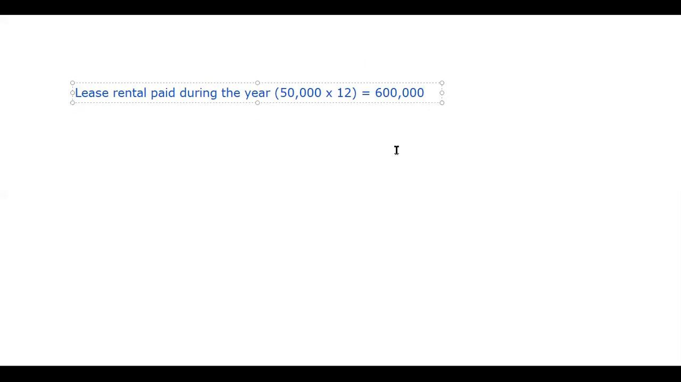Right, 600,000. Then, as per the section, the previous law says that we can allow only 1/5 of the lease value. Then we need to determine 1/5 of the lease value.